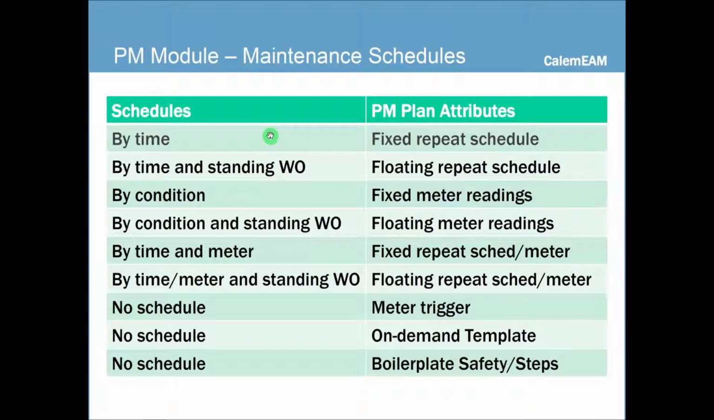This table defines the maintenance schedules supported in Calem. You can define a schedule by time, for instance, every 3 months, or you can define it as a floating repeat schedule, every 3 months from last service. You can define the schedule by condition, for instance, every 3,000 miles traveled, or you can define by condition and standing work orders, every 3,000 miles traveled since last service.